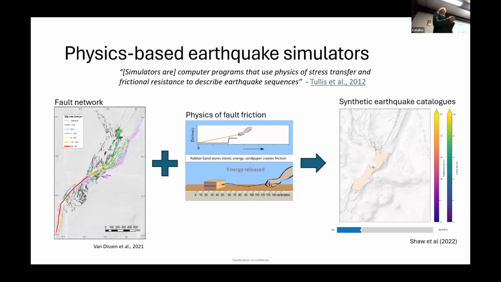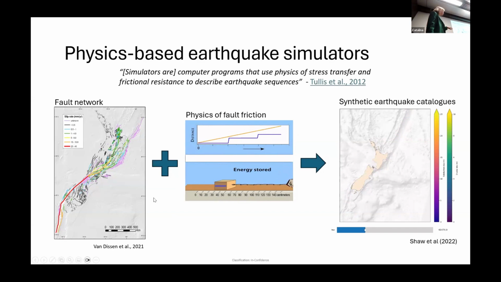So rather than extrapolating from our previous observations, we can consider what the physics that we understand about earthquakes is, in particular what the frictional behavior we think we have on earthquake generating faults is, and we can combine that with models of our fault network to generate long catalogs of synthetic earthquakes.